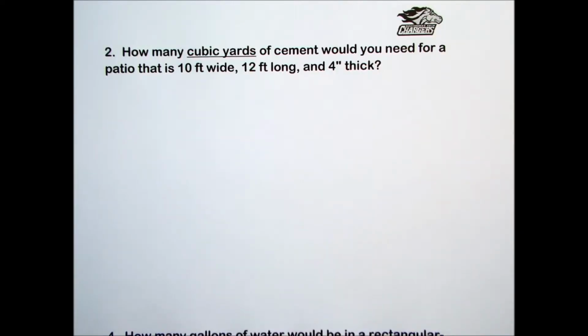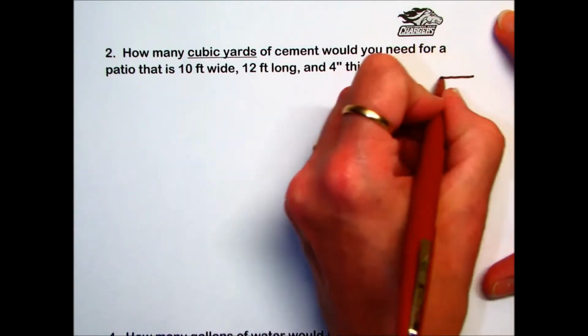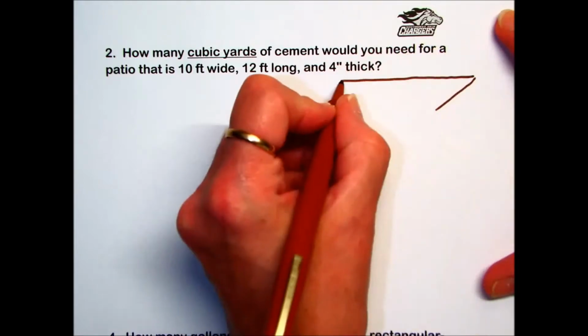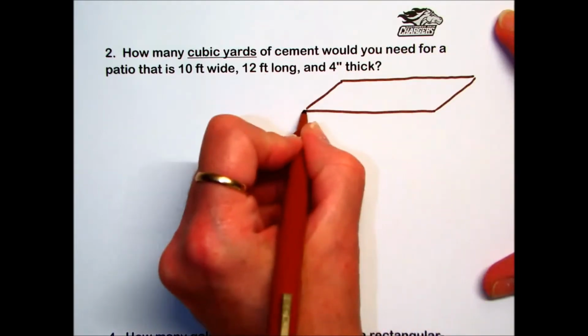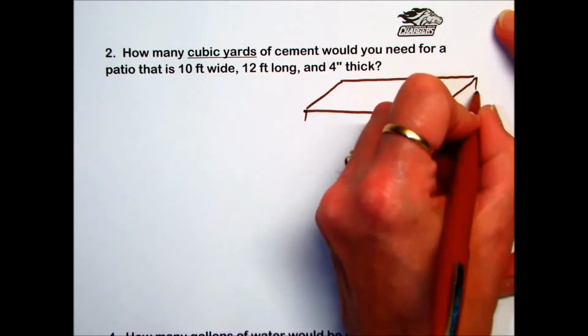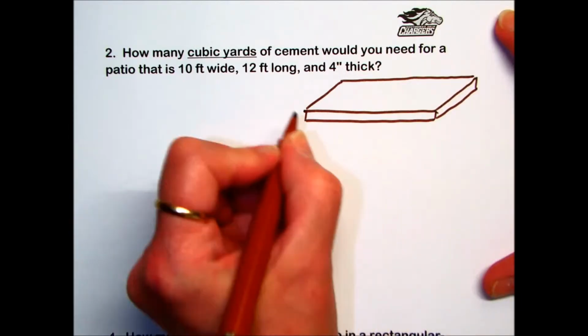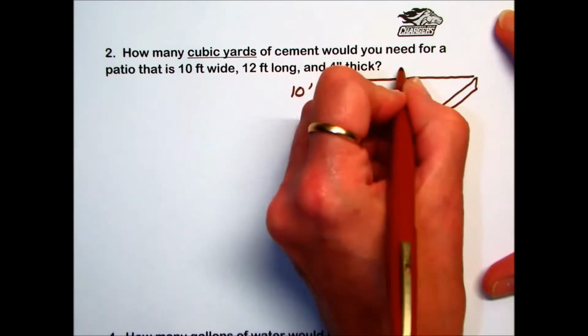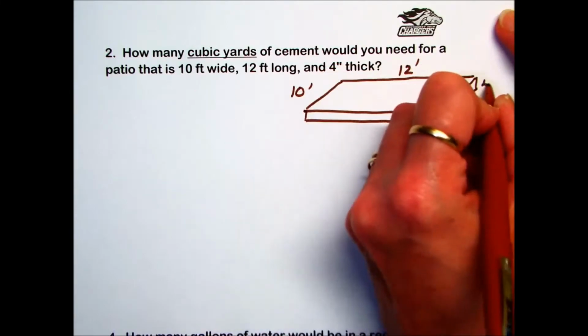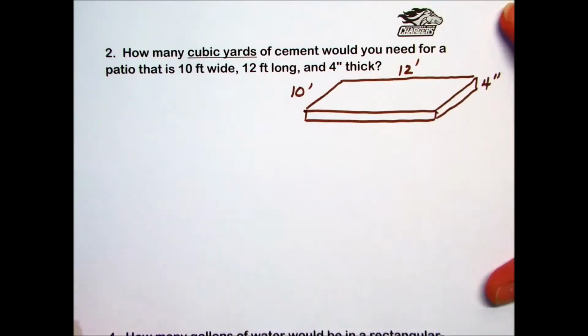Practice set 11, problem number 2. How many cubic yards of cement would you need for a patio that is 10 feet wide, 12 feet long, and 4 inches thick? This problem is asking for a measurement in cubic yards, which is telling us they want the volume of this. If we look at a drawing of the information that's given, we have this patio that has a width of 10 feet, a length of 12 feet, and then a thickness of 4 inches.